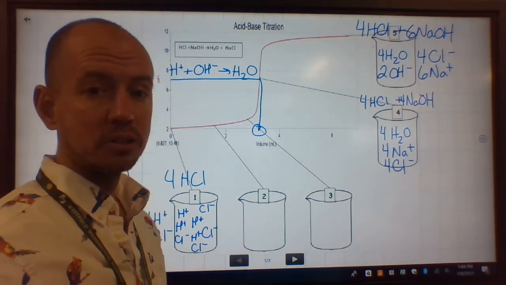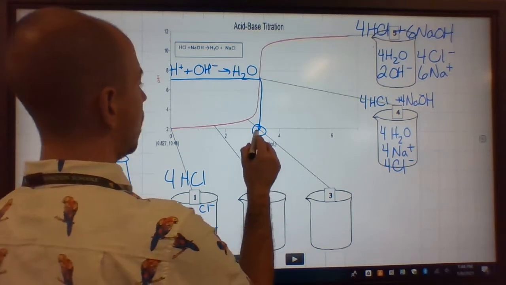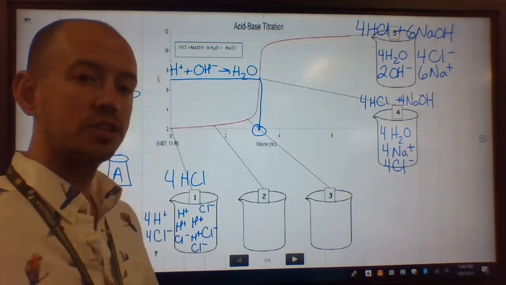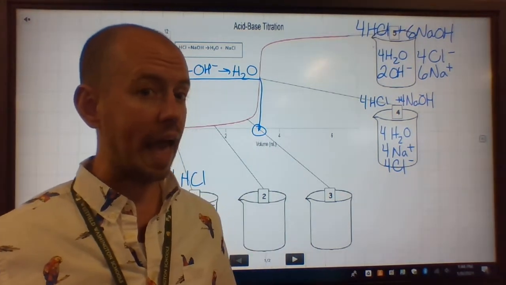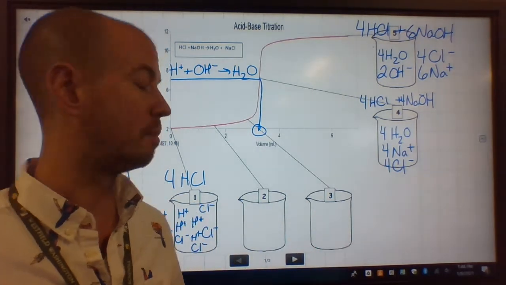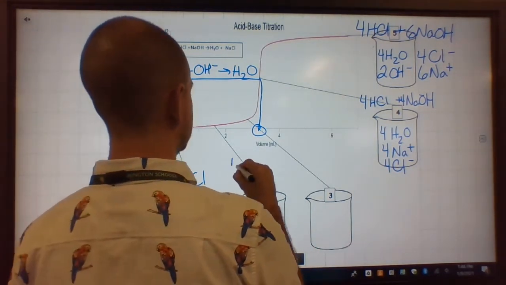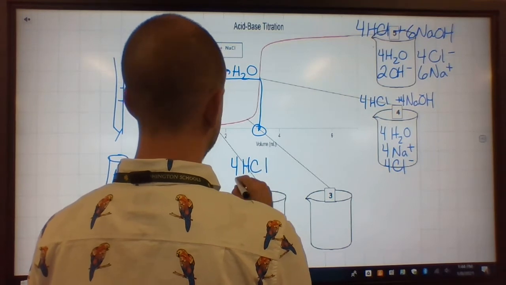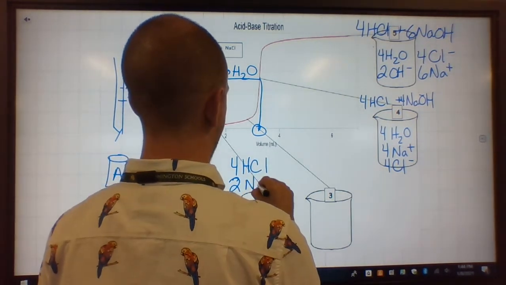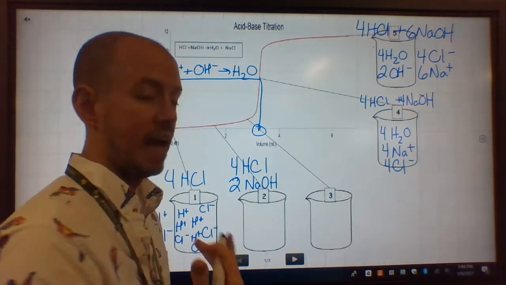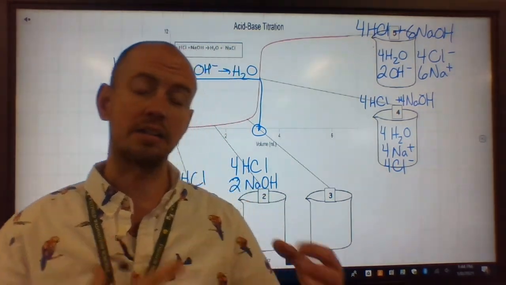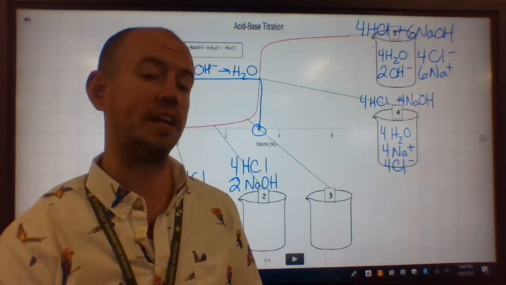When I come down to beaker 2 here, an important thing to note is that's about halfway to the equivalence point. With weak acids, that's a super important point. And with strong acids, it's a little bit less important, but it does allow us to think about changes in pH, changes in reactants and products, and changes in concentration.